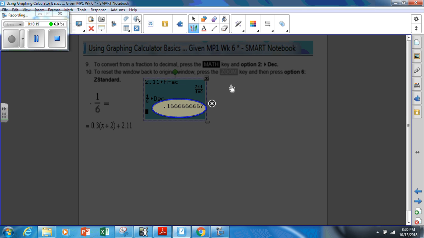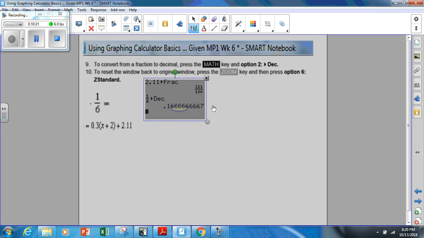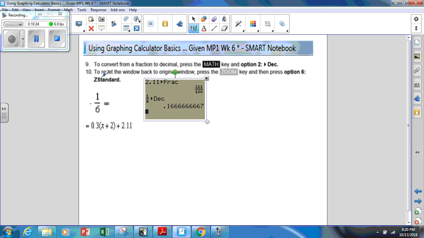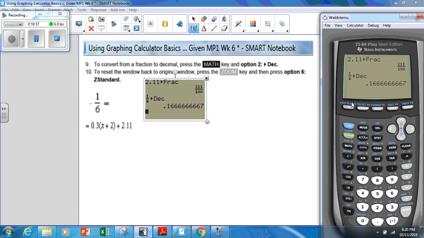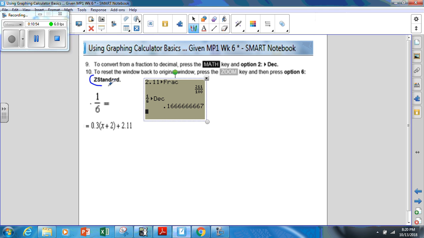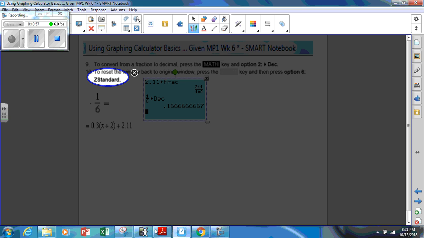And then finally, our last cheat code is to reset a window back to the original. We have to hit zoom 6 or zoom standard. So let's take a look at that. Say I wanted to zoom out. We've done this before. I can see more of it. But I want to reset it to its original. Zoom standard is the way I do it. So I hit zoom and I'm looking for standard. There's your 6 right here. Hit 6, and that takes us back to the original.